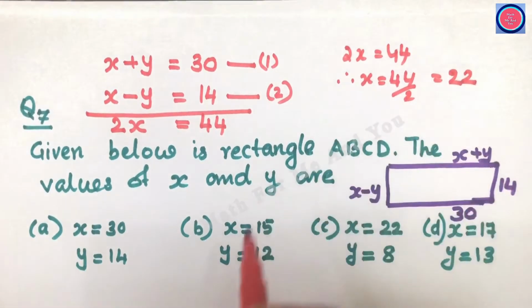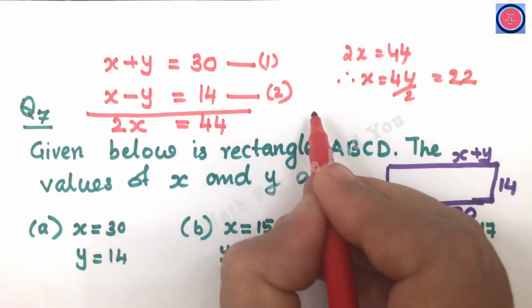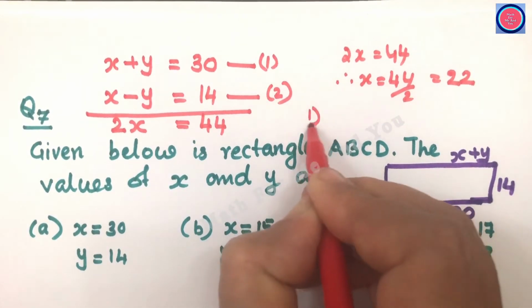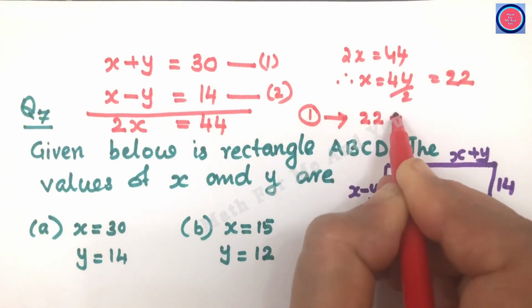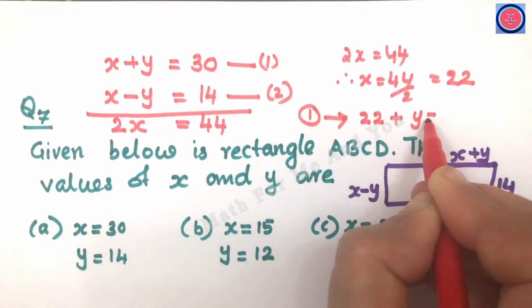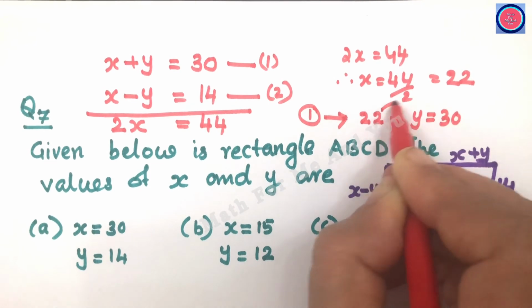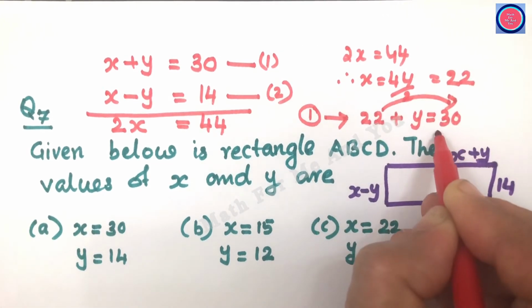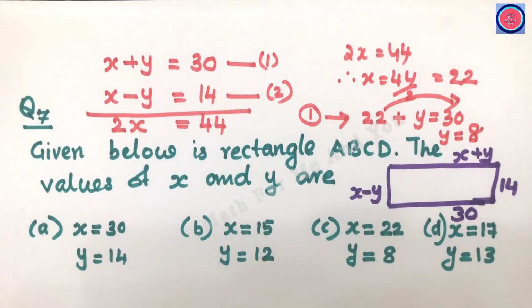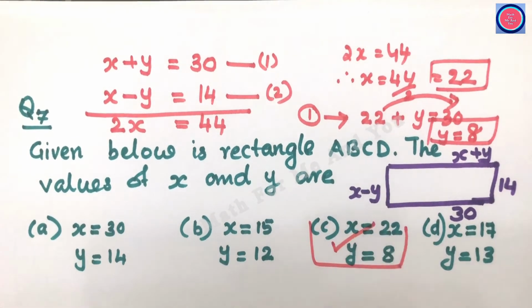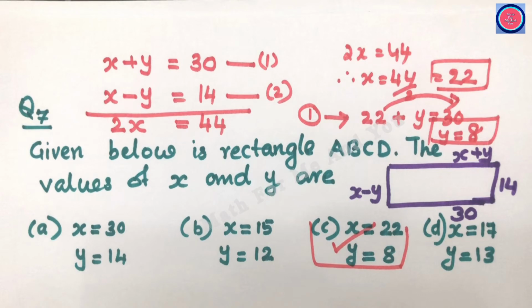Substitute in any of the equations 1 or 2. I am going to substitute in equation number 1. So 22 plus y equals 30. Move 22 to the right side so that we are getting y is equal to 30 minus 22, that is y equals 8. So the correct answer is option C, x equals 22 and y equals 8.